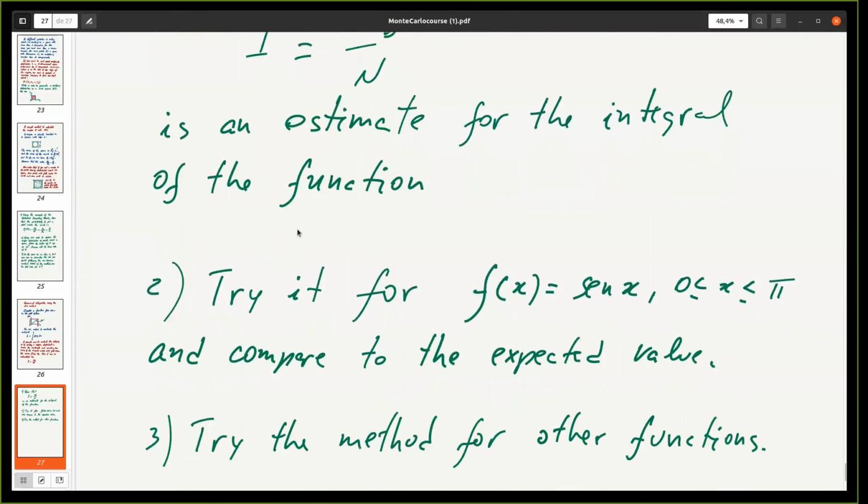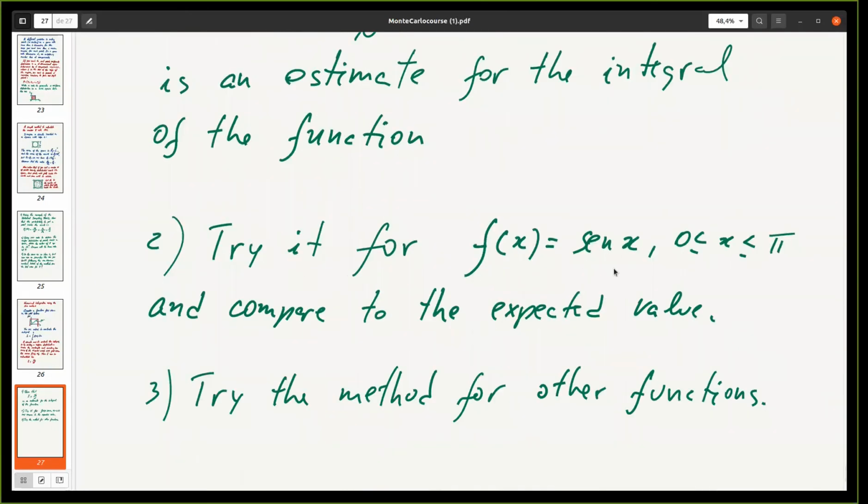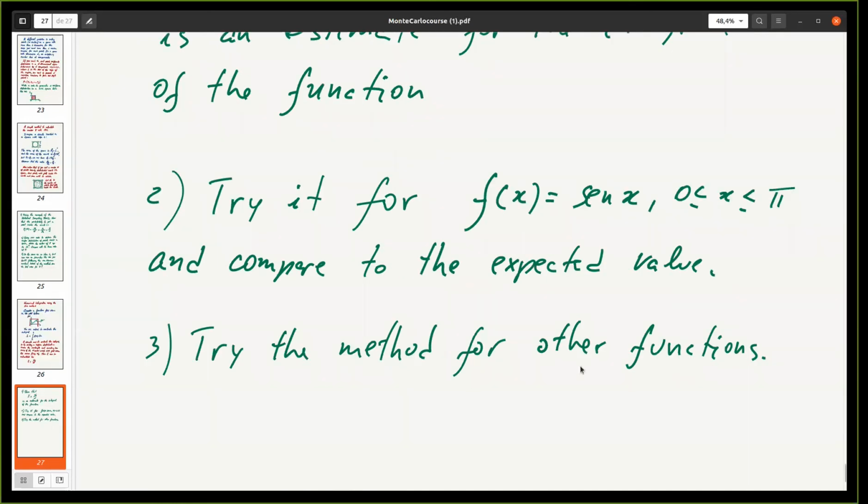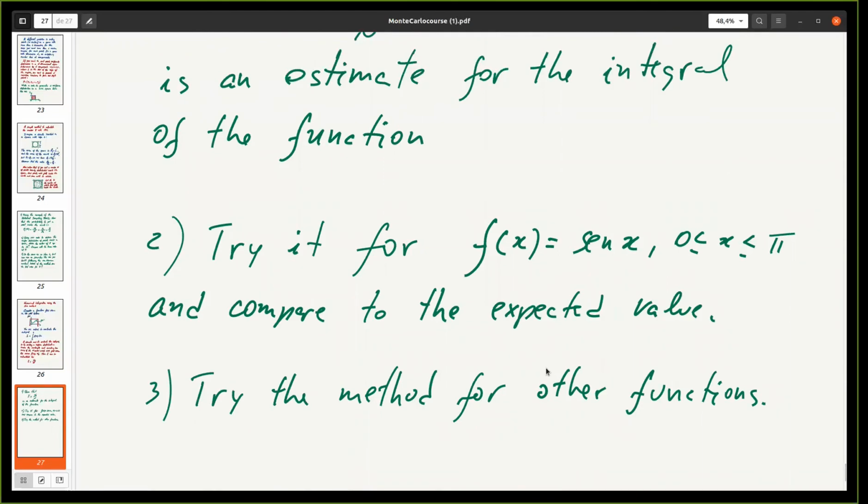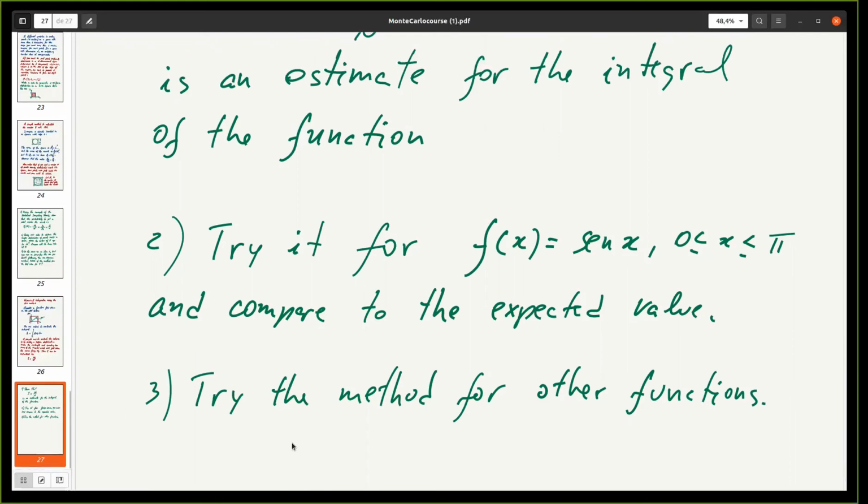So try it for a different function, sin of x, for x between 0 and pi, and compare it to the expected value. You can get the expected value and compare it to the value that you obtain using the Monte Carlo method. And then you can try it for different functions of your interest. You can always compare what you get by the Monte Carlo method and what you get analytically or by other means.